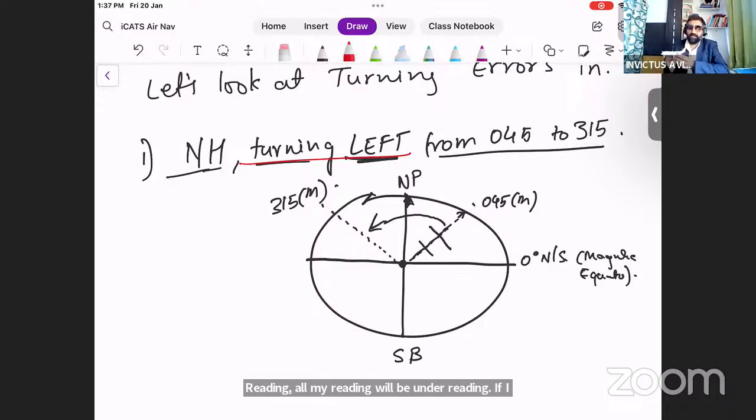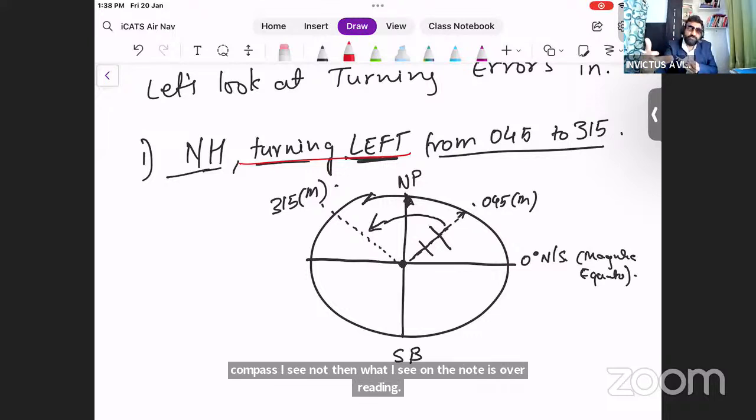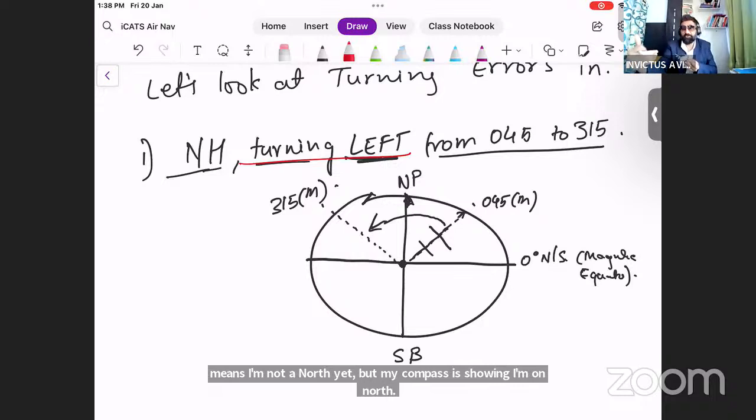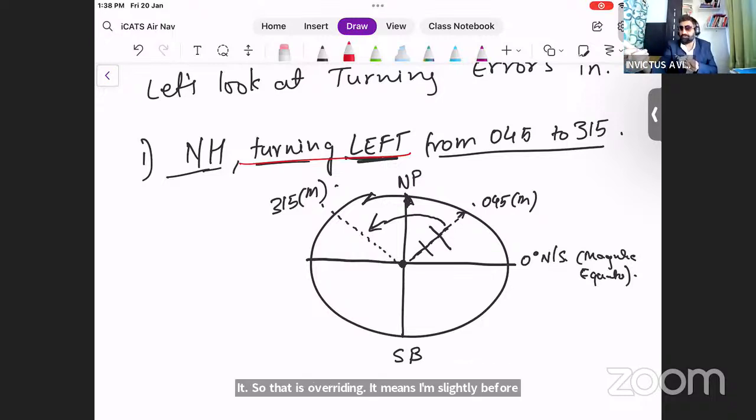If my compass is overreading, it means if I'm at, let's say, 010, and the compass is overreading, then 010 is extra to what I am actually on. That is the meaning of overreading. Again, let's say I'm turning, and now on the compass I see north. What I see on the north is overreading. It means I'm not on north yet, but my compass is showing I'm on north. So I'm slightly before north. It could be 010, 020.